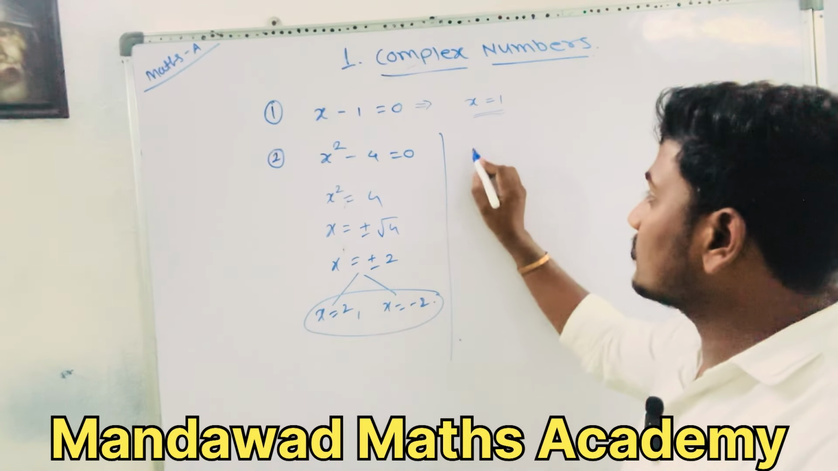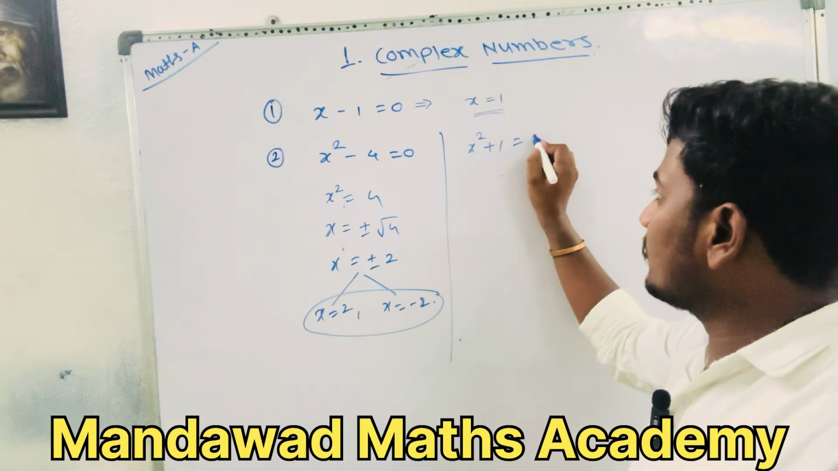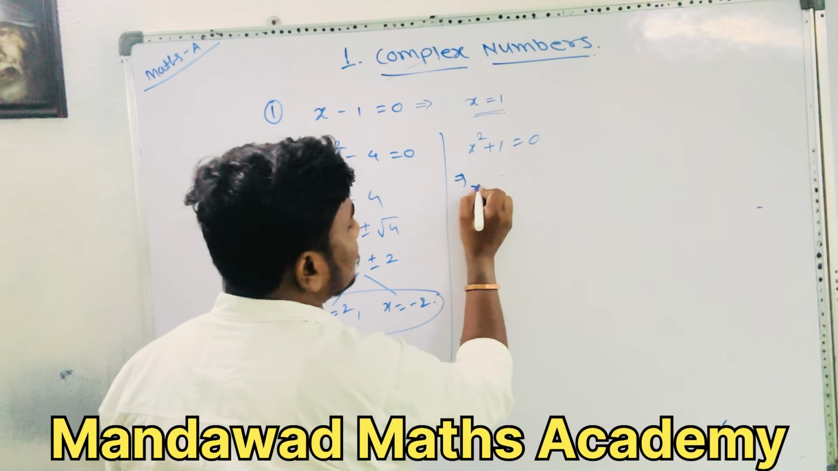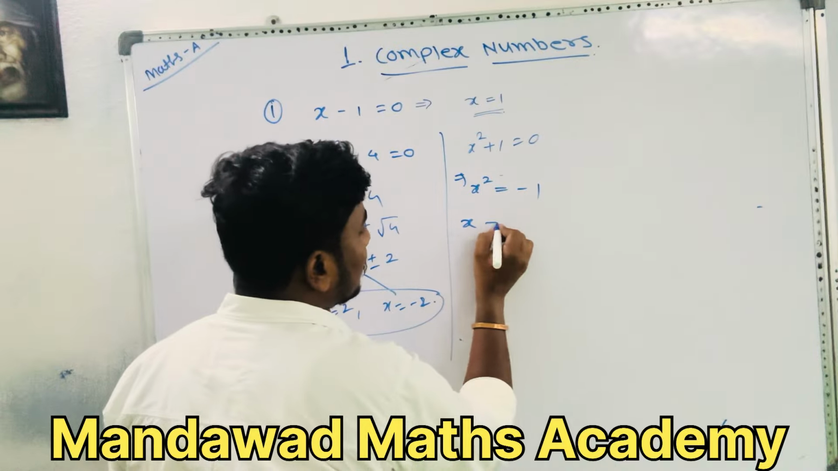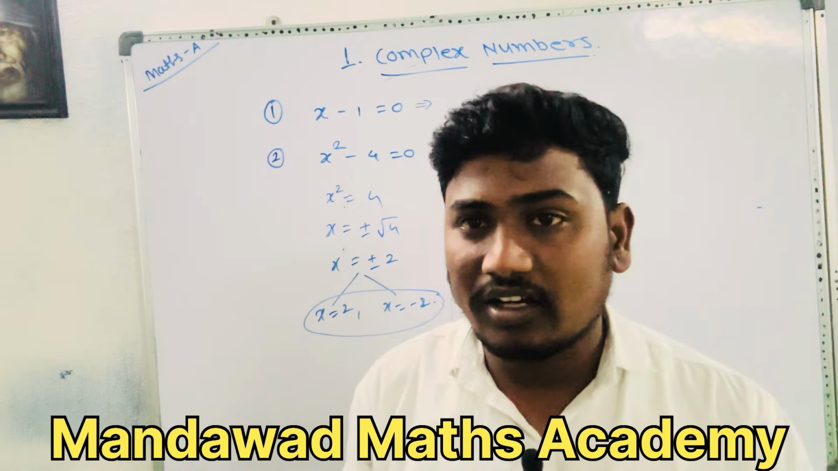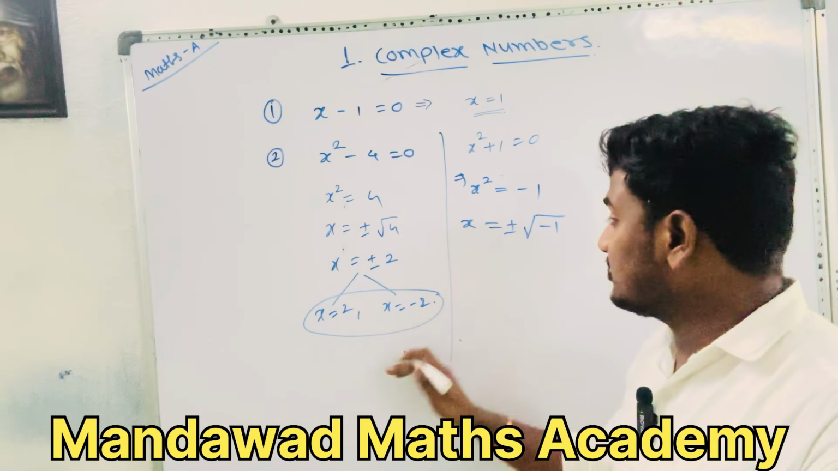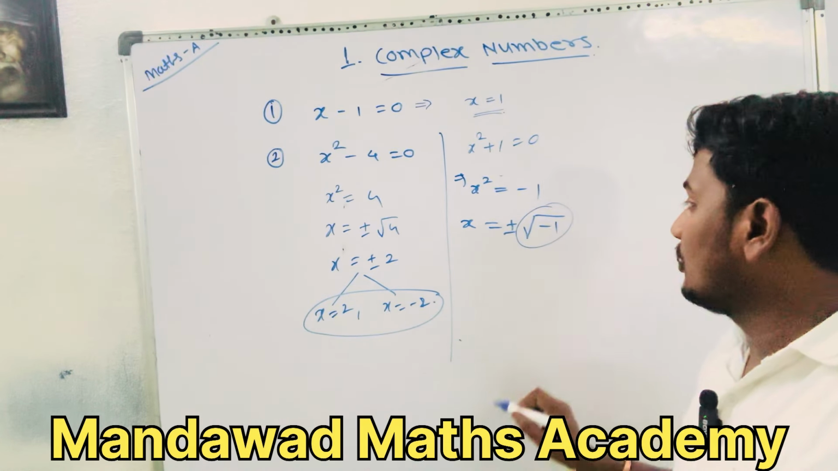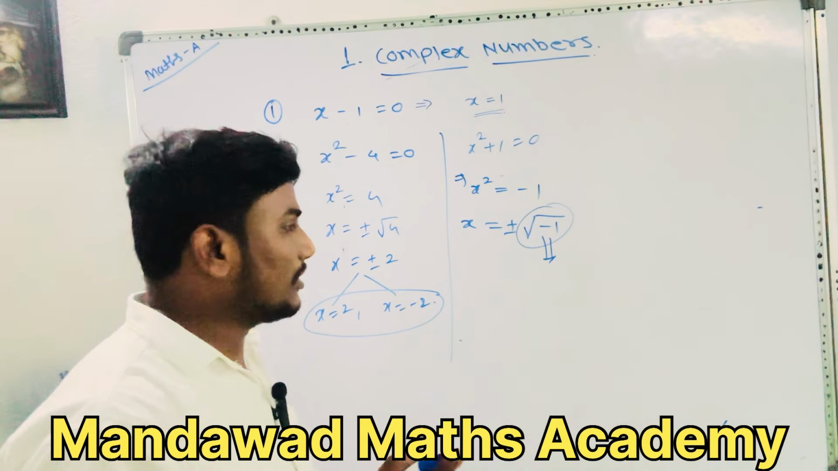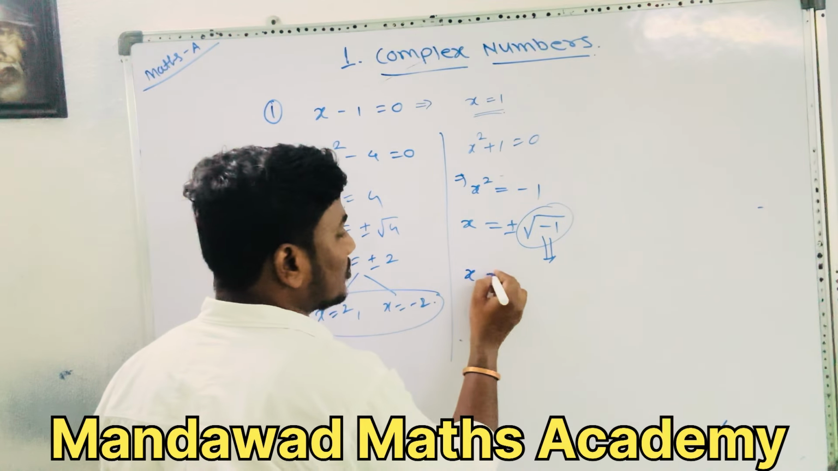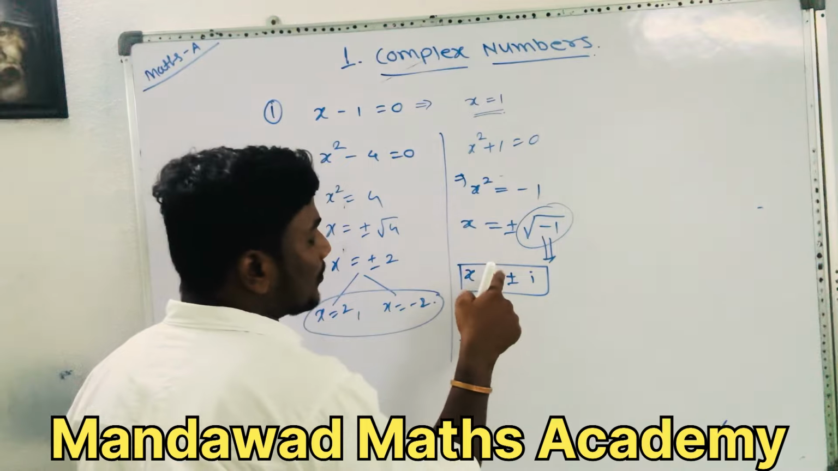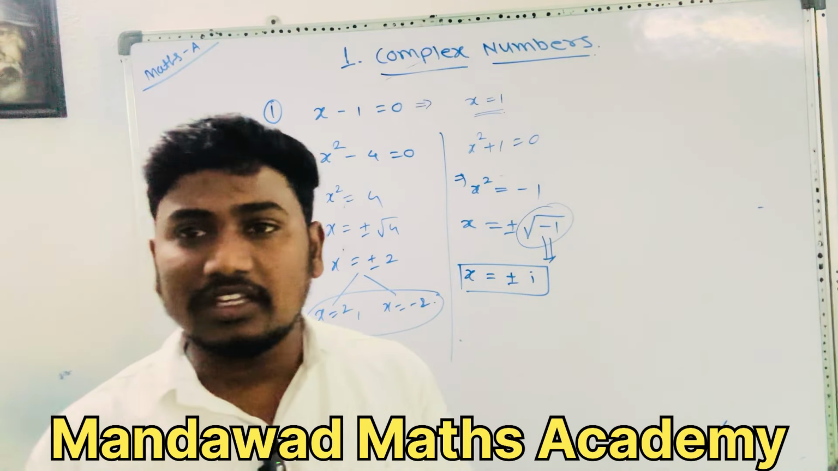Now x square plus 1 equal to 0. So what is the solution here? Here x square equal to minus 1, means x equal to plus minus root minus 1. There is no root minus 1 in the set of real numbers, there is no number like this. So this number is called an imaginary number, and that is denoted by i. Therefore x equal to plus minus i is the root of this given equation.